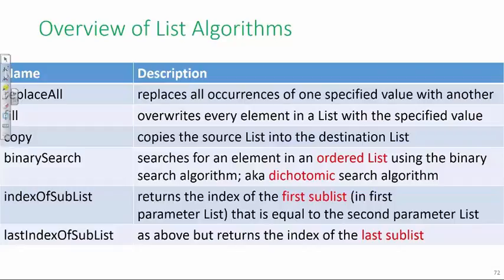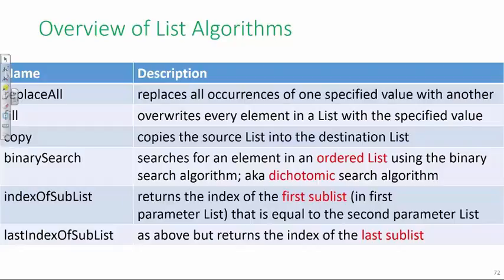Index of sublist and last index of sublist. These are interesting, actually. What you're going to be able to do with index of sublist is you are going to pass 2 parameters, okay? Your first parameter is actually the list in which you want to find the sublist, I think. Yes. So that's your list of, for example, 50,000 employees. And then your second parameter is a sublist.